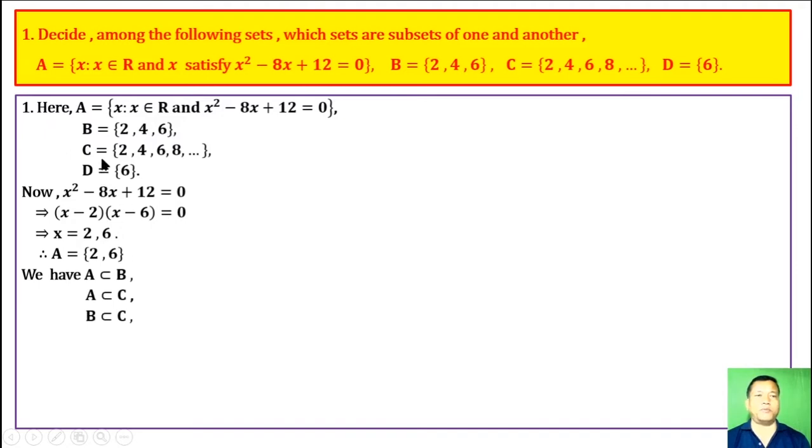Next, B is a subset of C, that is, every element in B is also an element of C. Therefore, B is a subset of C. D is a subset of A. D is a subset of B. D is a subset of C.